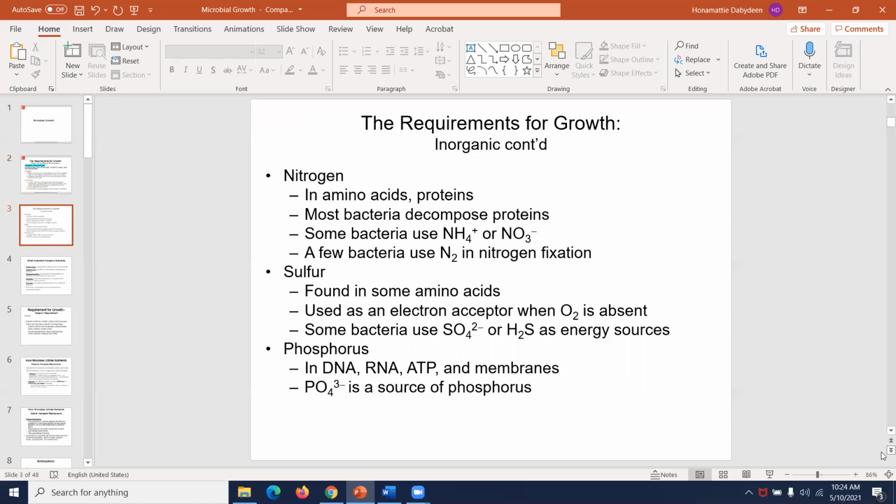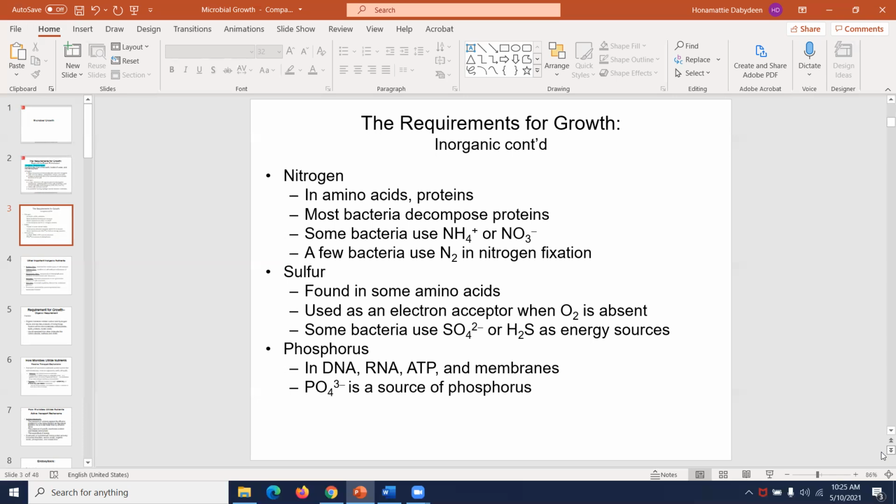Nitrogen. Without nitrogen, we're not going to have our proteins or amino acids. Most bacteria can decompose proteins to extract nitrogen from them. Others will use ammonium compounds or nitrate compounds. And a few bacteria can even fix nitrogen, a process where the organism can make or build other compounds from nitrogen. And these compounds can be used by other living organisms.